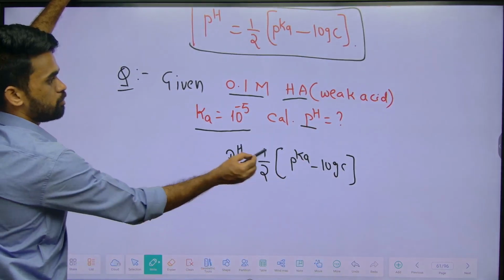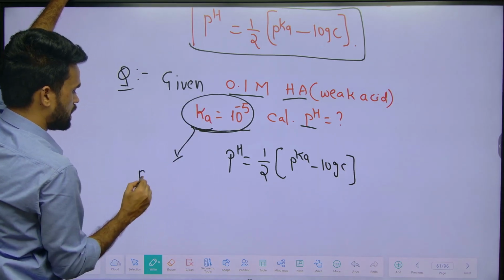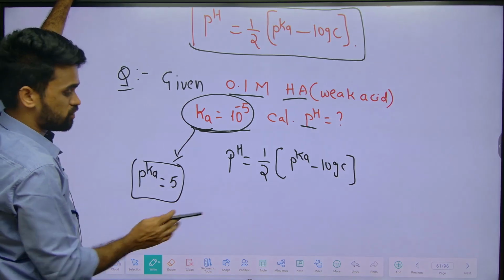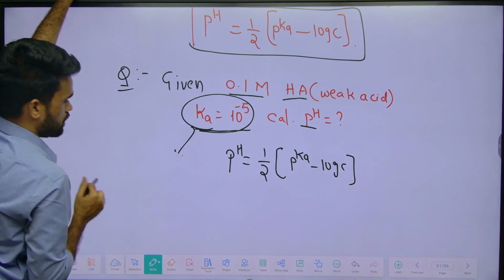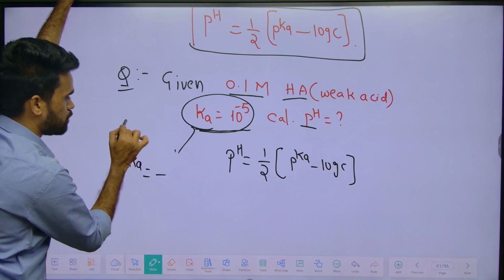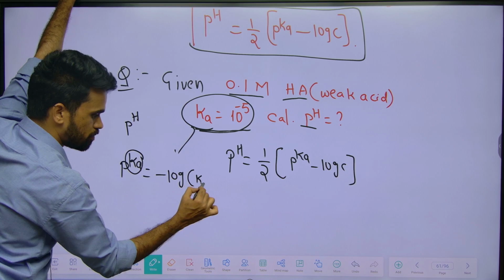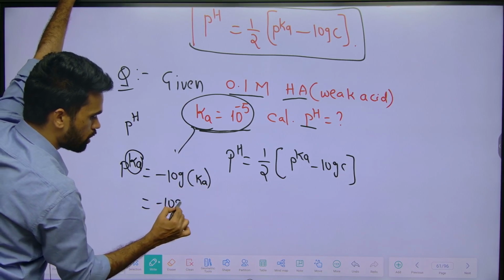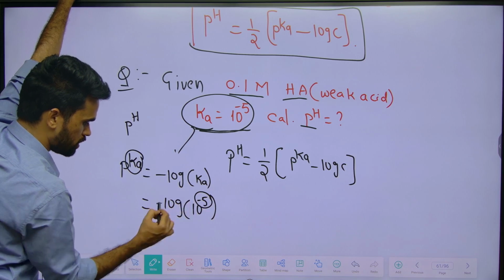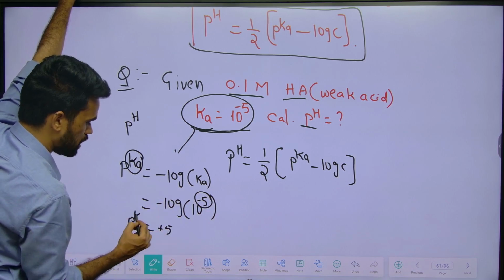So what pKa are we going to get? Ka is 10 power minus 5, then pKa will be 5. How are we getting this 5? Look at this. Like pH, we can also write the pKa formula. In the place of H, we have Ka. So in the bracket you put K. That's it. So minus log Ka, the value is 10 power minus 5. So you can write minus 5 over here, minus of minus is plus 5, log 10 is 1. So the pKa value is 5.